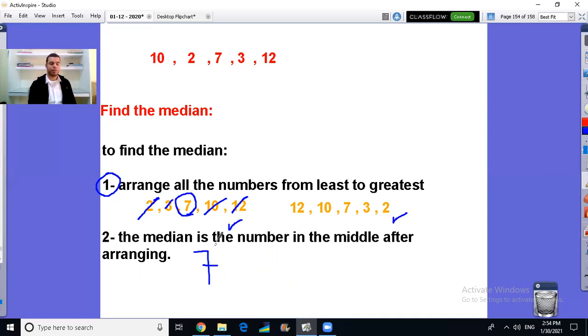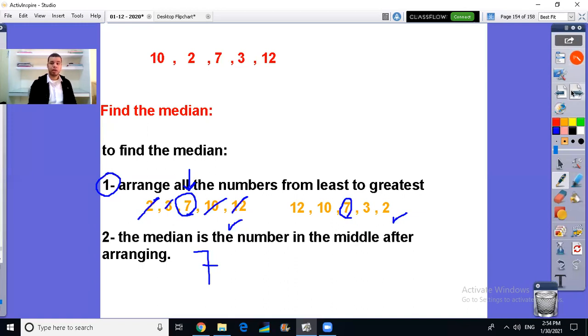Cross one from the left with one from the right. Left, right, left, right, left, right. The number that is left in the middle at the end is going to be your median, which is here, the 7. If you follow the same technique here, if you arrange already from greatest to least, you're going to also find that 7 is the number that's in the middle. So the median is the number in the middle after arranging.